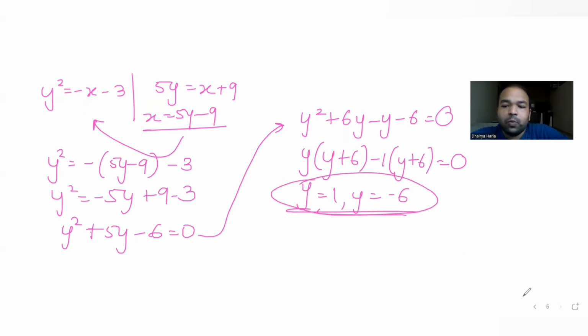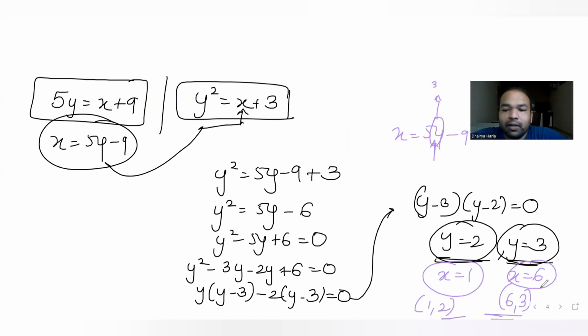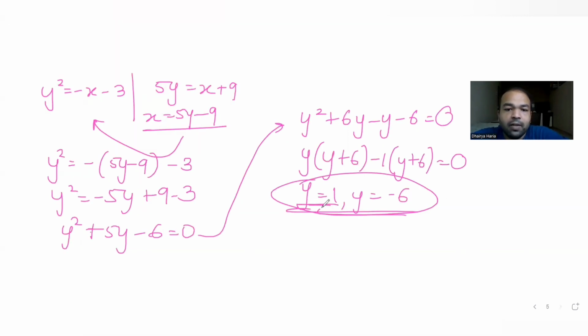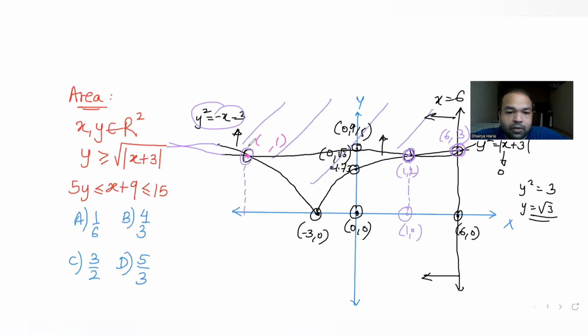Now you got y as 1 and y equal to minus 6, which means this line is going to intersect here at 1, and then that line is going to intersect the parabola at minus 6, when y is minus 6, so the third quadrant. But we don't need y negative here, we need only positives for y. So if y is positive, let's find x there. We already know x is 5y minus 9. So 5 into 1 minus 9, you get minus 4. So you get this point of intersection also as minus 4.